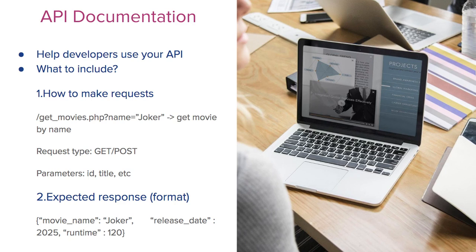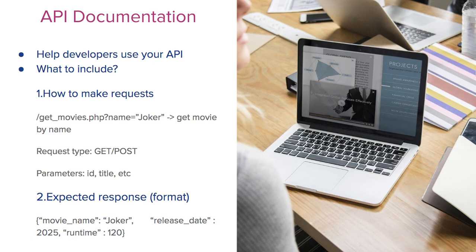So for example, if your endpoint is get_movies.php, you need to type that out and then add, for example, a question mark, then name, and then equals the movie name. Then you need to tell them that this is going to get a movie by name. This is going to get a movie from the database by giving the API the movie name, and the API is going to return the movie information.